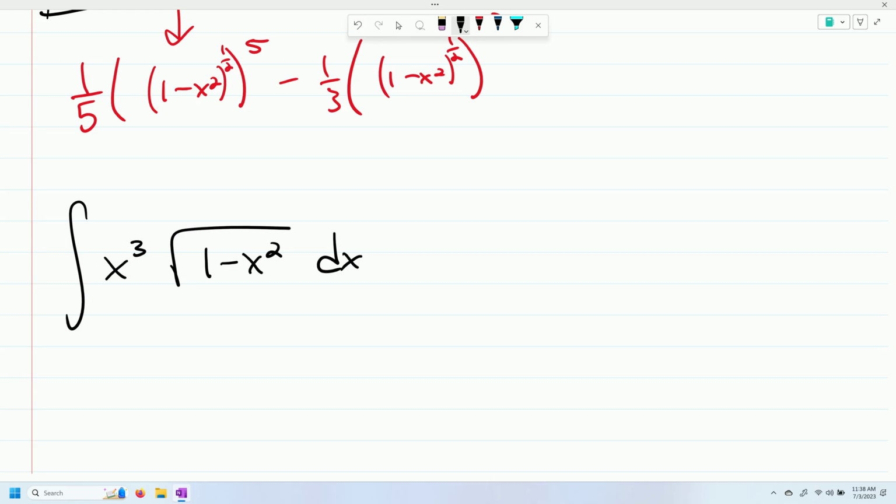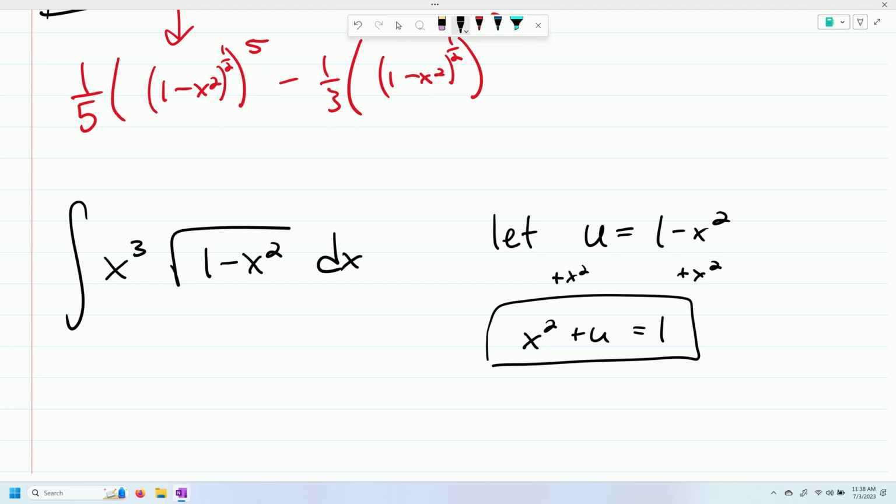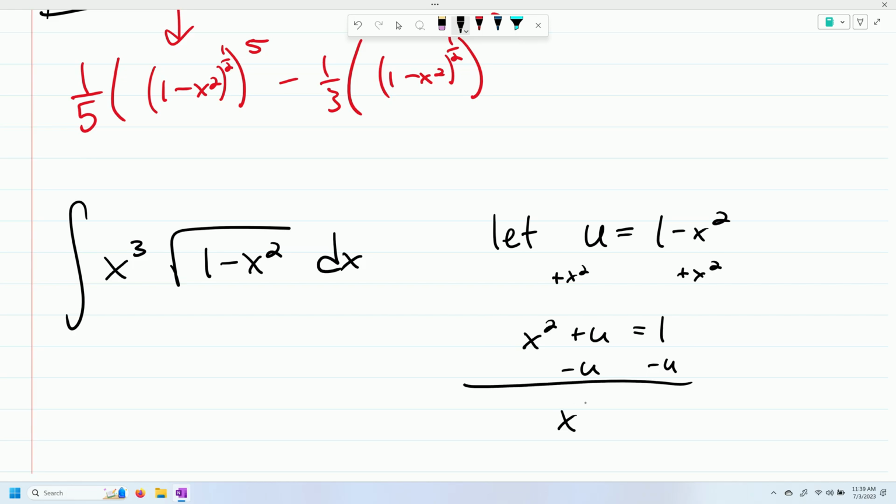you could have used substitution from the very start. And what I mean by that is this. If we let u equal 1 minus x squared, then adding x squared to both sides gives me x squared plus u equals 1. And finally, subtracting u from both sides gives me x squared equals 1 minus u.